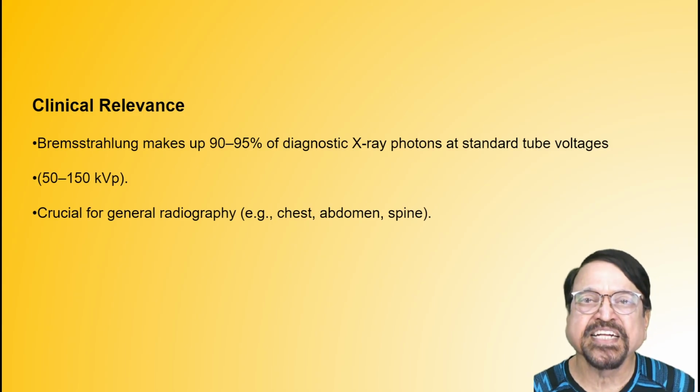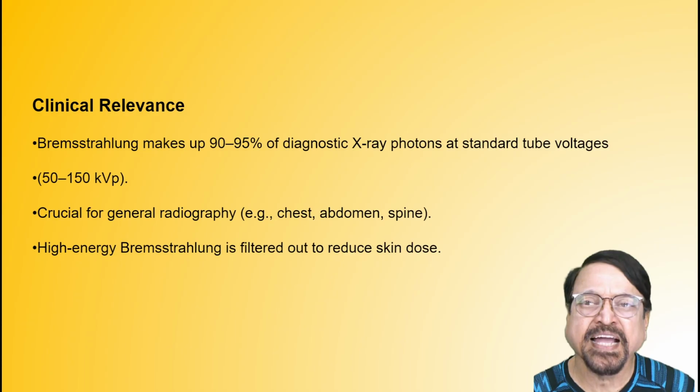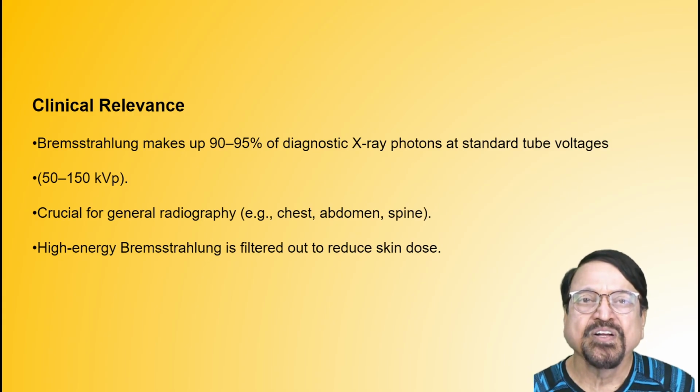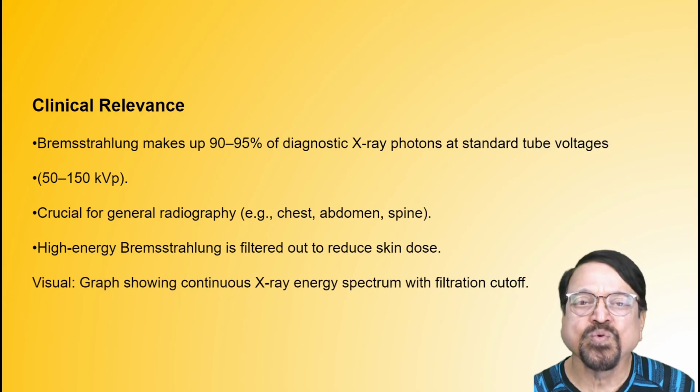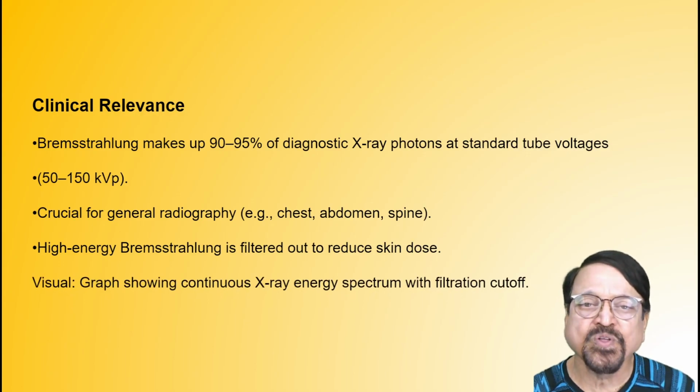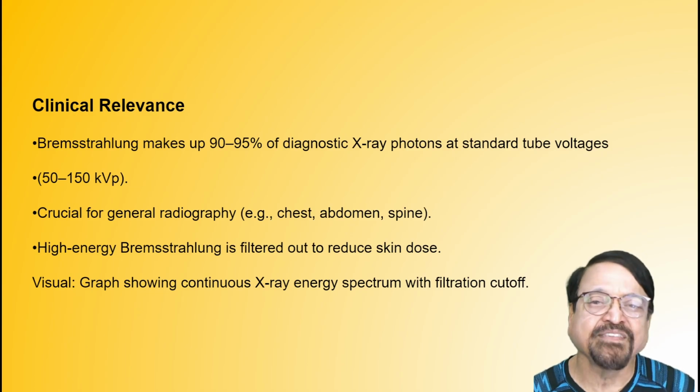It is crucial for general radiography, because the diagnostic range is between 50 to 150. Forget about 50 to 60 and forget about 110 onward. But between 60 to 110, this is the most important diagnostic range of the X-rays as far as kVs are concerned for chest, abdomen and spine in an averagely built person. The low energy Bremsstrahlung is filtered out to reduce skin dose because they do not form images. Whatever are the low energy photons, the low energy X-rays, they are of no use, they are filtered out. Again, there are different lectures for that.